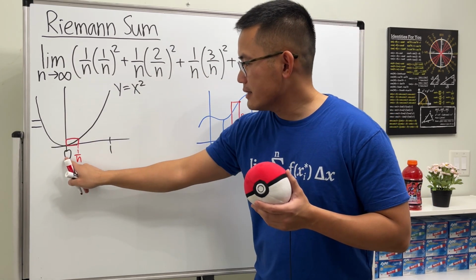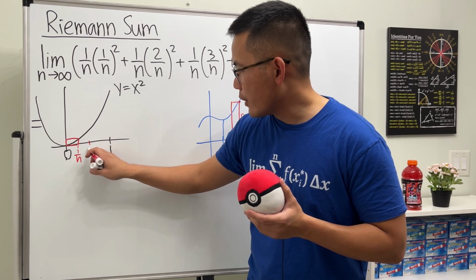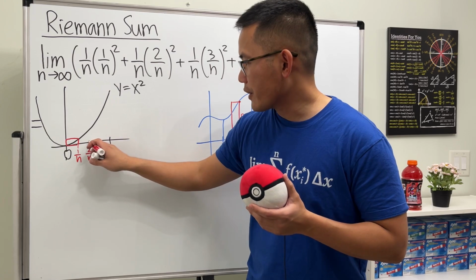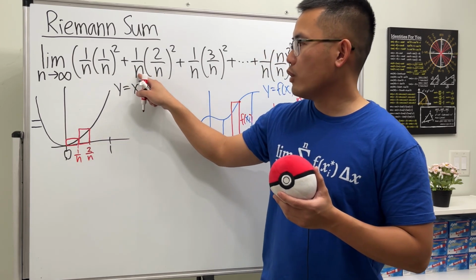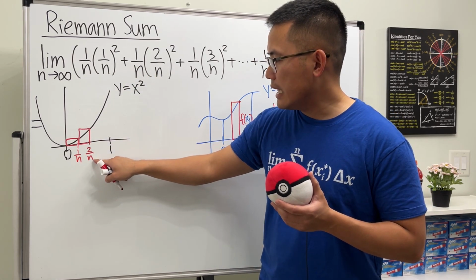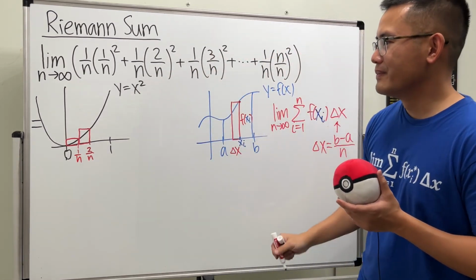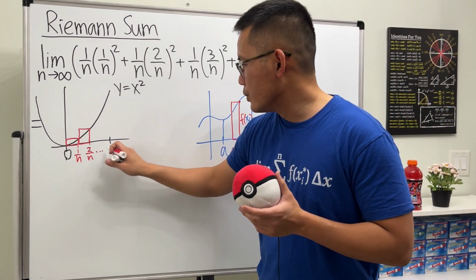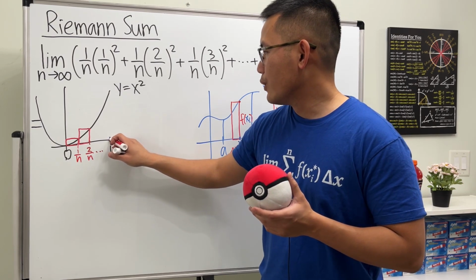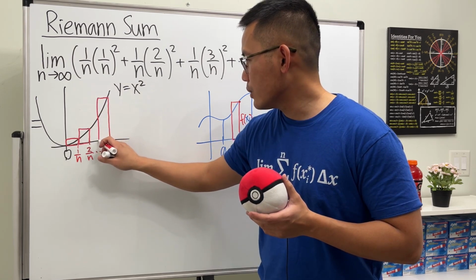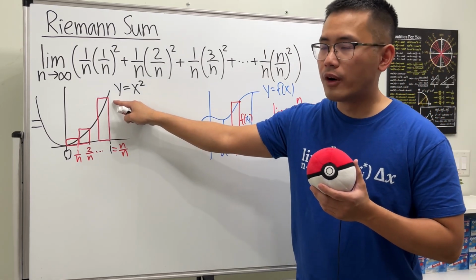Next, because the width is 1 over n, when we move to the next rectangle, the x value right here is 2 over n. Starting from here, go up, and then make a rectangle like this. The width is still 1 over n, but for the height we use this x value and put it into the function, so 2 over n squared, and then so on. And then lastly, this is 1, but we can purposely write it as n over n, go up, hit the curve, and make a rectangle like so. The width is 1 over n, the height is n over n squared.